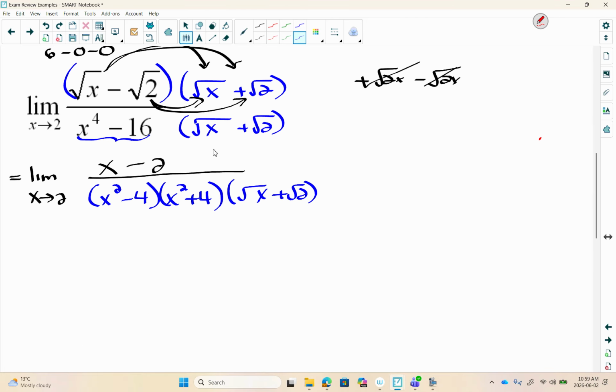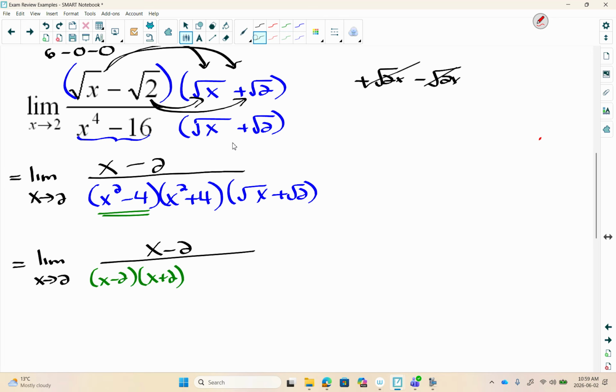Do I have anything that's going to divide away, or is there a factor yet that cancels from the numerator and denominator? No, but I can go further here. There's another difference of squares. So it's the limit as x approaches 2 of x minus 2 divided by, this would break down into an x minus 2 times an x plus 2. The x squared plus 4 and the square root of x plus the square root of 2 don't go anywhere. But now I can cancel these. It would leave a 1 here and a 1 here.